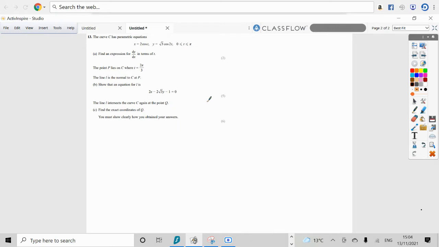Okay, this is question number 13. The curve C has parametric equations x equals 2 cos t, y equals root 3 cosine 2t, where t is greater than or equal to 0, but less than or equal to pi. Part A, find an expression for dy by dx in terms of t. Easy question to get us going here.